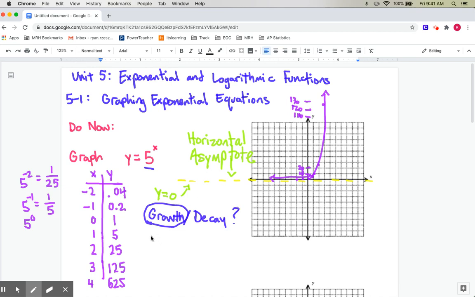I will ask you to identify the asymptotes of the equation. So the asymptote is basically where your graph goes flat, and that occurs at the y value of 0 for this graph.